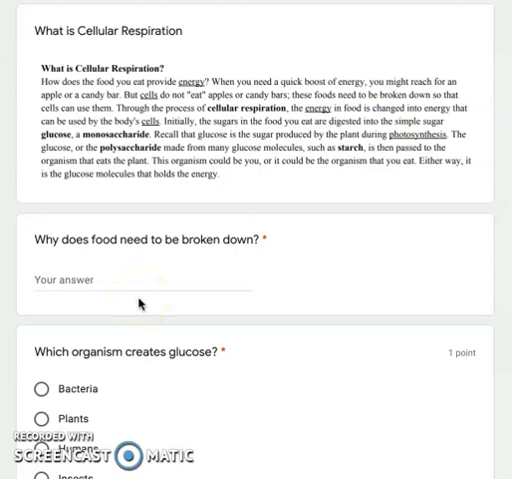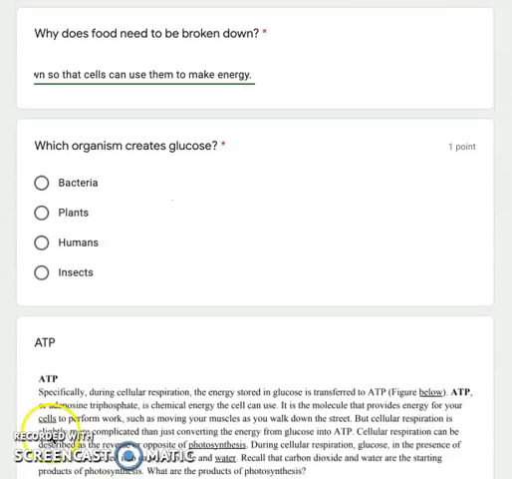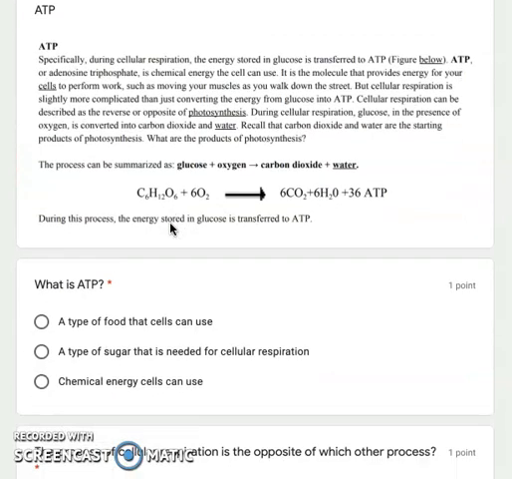Question: why does food need to be broken down? Well, like it said in that second sentence, cells don't eat food, right? That's why food needs to be broken down so that your cells can use them to make energy. Which organisms create glucose? Definitely plants. Remember, during photosynthesis, that's what plants make. It's glucose.